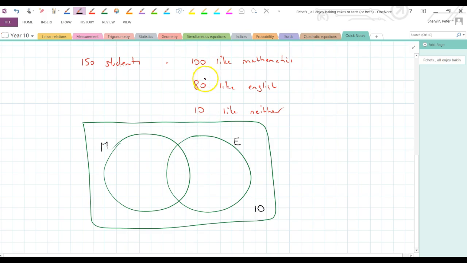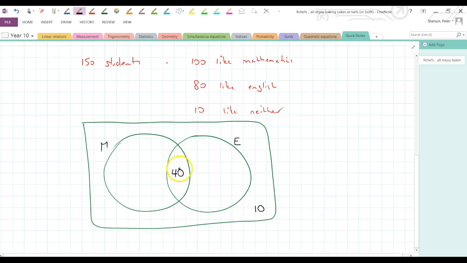And if I add up my 100 and my 80, I've got 180. So my surplus is 40. 100 plus 80, 180. I've got the 10 outside, so I've got 140 students left. So I've got a surplus of 40, so I put 40 in the middle.